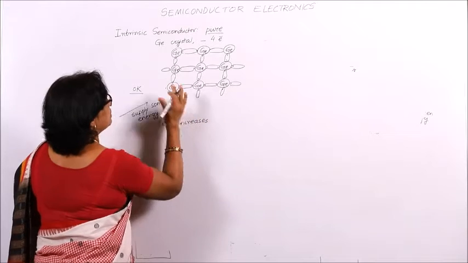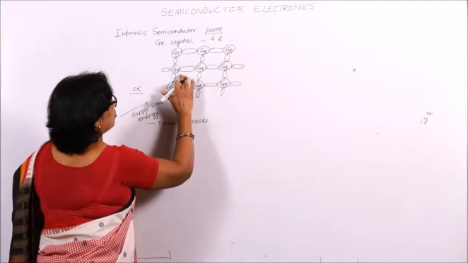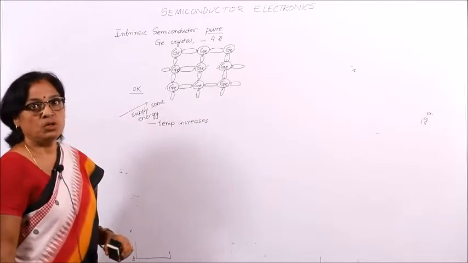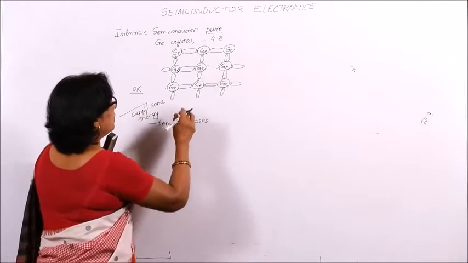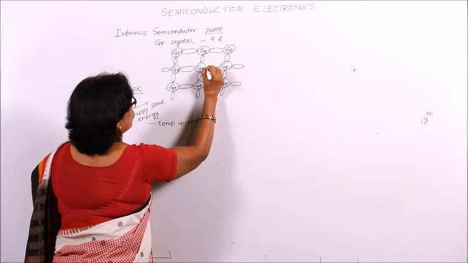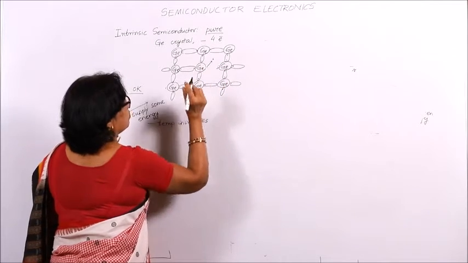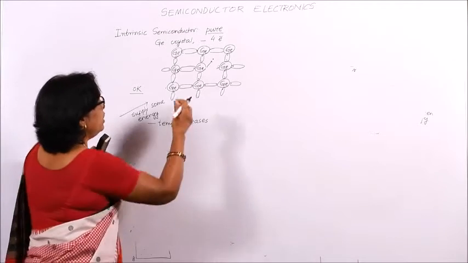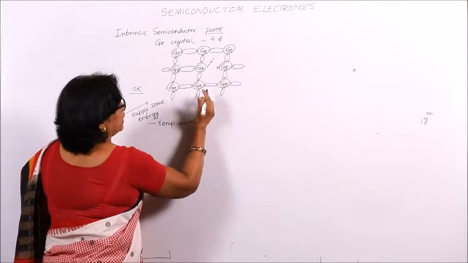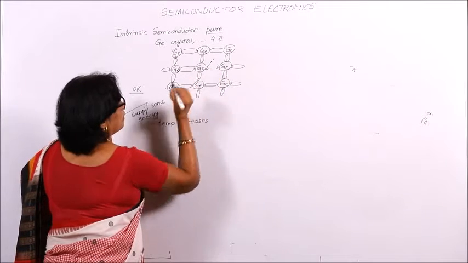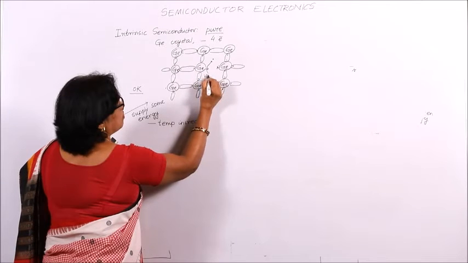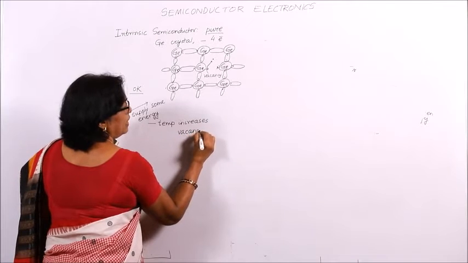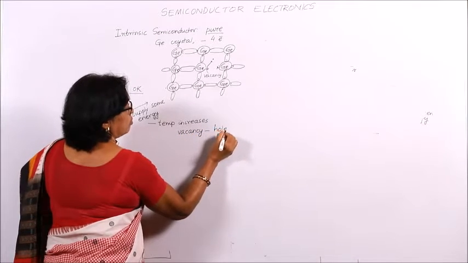Now when temperature increases, there is a possibility that, let's say, this covalent bond breaks. When this covalent bond breaks and an electron goes out, because it has more energy, it vibrates and breaks the covalent bond. When this electron goes out, the bond breaks. This place is a vacancy. This vacancy, I will call it a hole. The vacancy created from where an electron has gone is called a hole.